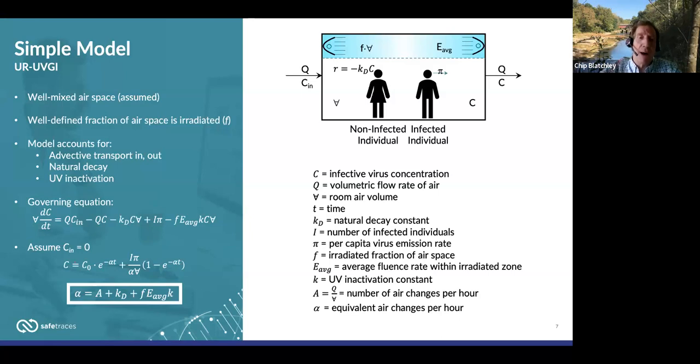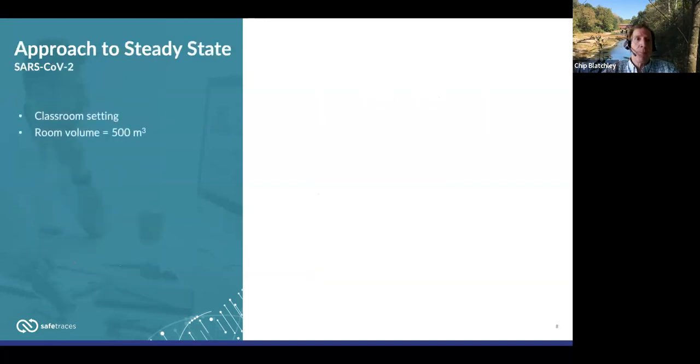And highlighted at the bottom left of this slide is a term alpha, which is the number of equivalent air changes per hour. That term accounts for the effects of physical air exchange, natural decay, and UV inactivation. And those processes are additive because they're all first order and they're independent. So if we consider that model, then on the next slide, we'll see what it implies about the dynamic behavior of these systems. So next slide, please.